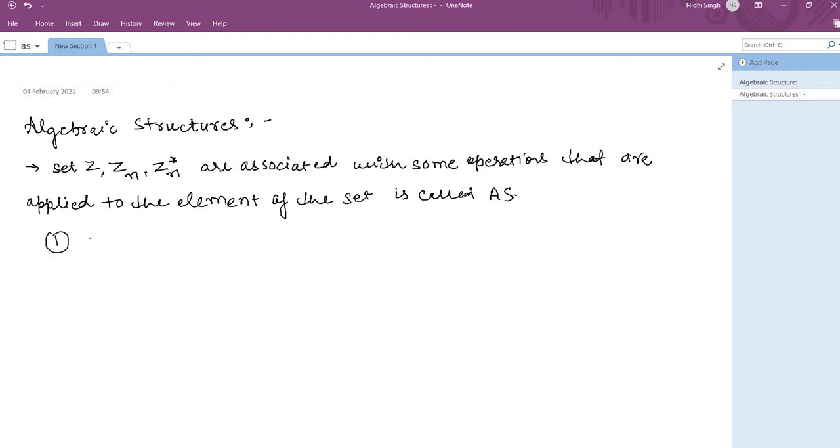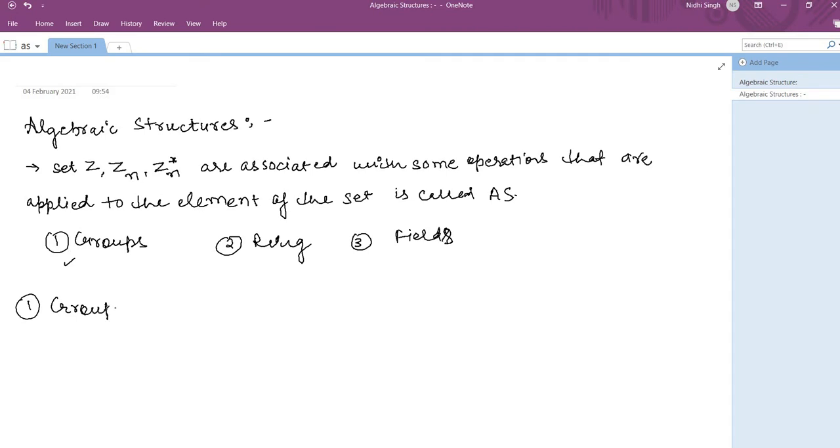So there are three common types of algebraic structure. The first one is groups, the second one is rings, and the last one is fields. Groups and fields are important from the cryptographic point of view. One by one we will see what they are.